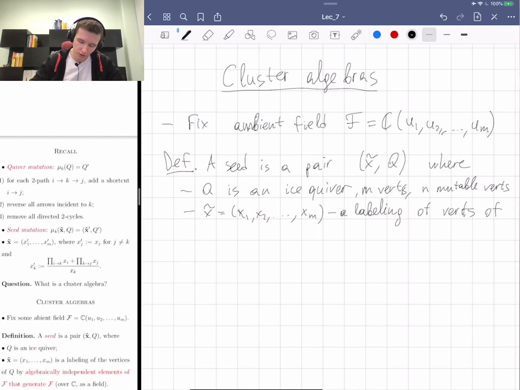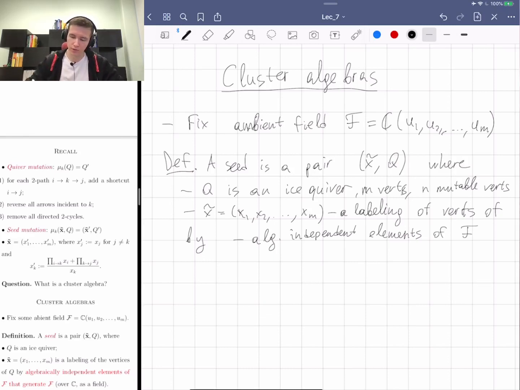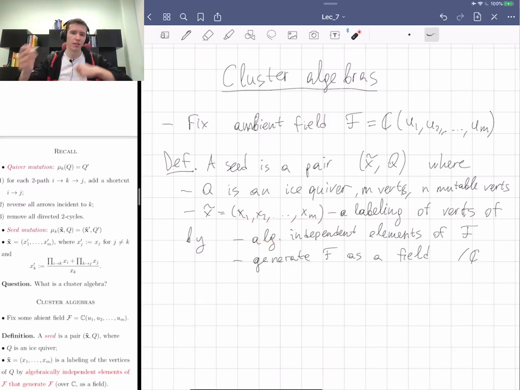by which rational functions? So first of all, they have to be algebraically independent elements of the ambient field. So, for example, you could just take these variables u1 through um, but in general, they have to be algebraically independent, and they have to freely generate F as a field, I guess over C. So anyway, if you take x1 through xm and multiply and divide them by complex numbers in all possible ways, you get the whole field.